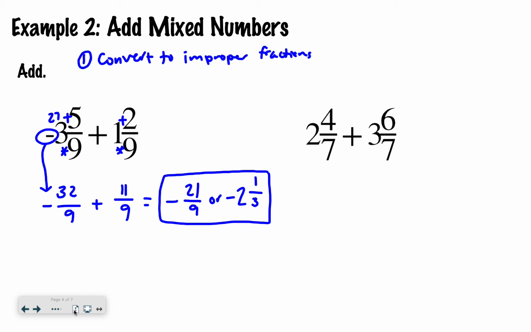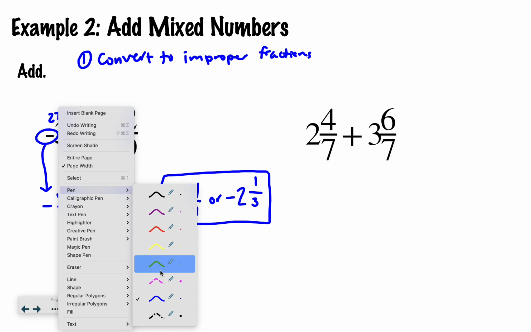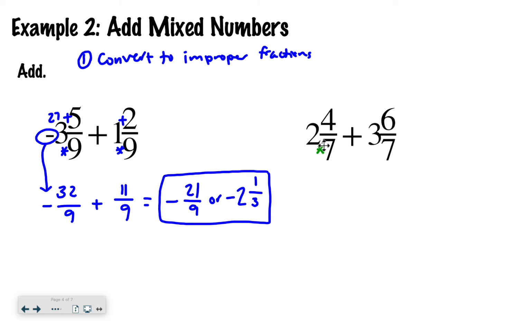I'm going to convert it to an improper fraction first. So I say 7 times 2 is 14, plus 4 is 18/7, plus 3 times 7 is 21, plus 6 is 27/7. 18 plus 27 is 45. And I'm okay with you using a calculator as long as you're still showing the work that I have here. If you show the same amount of work, you are welcome to use a calculator.